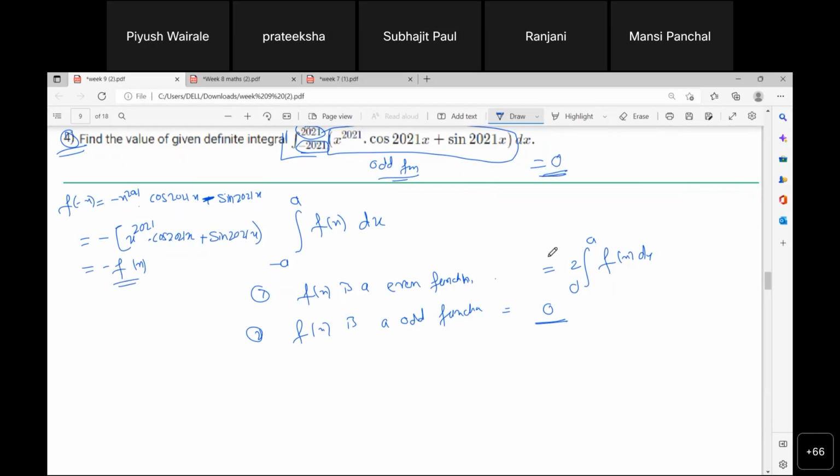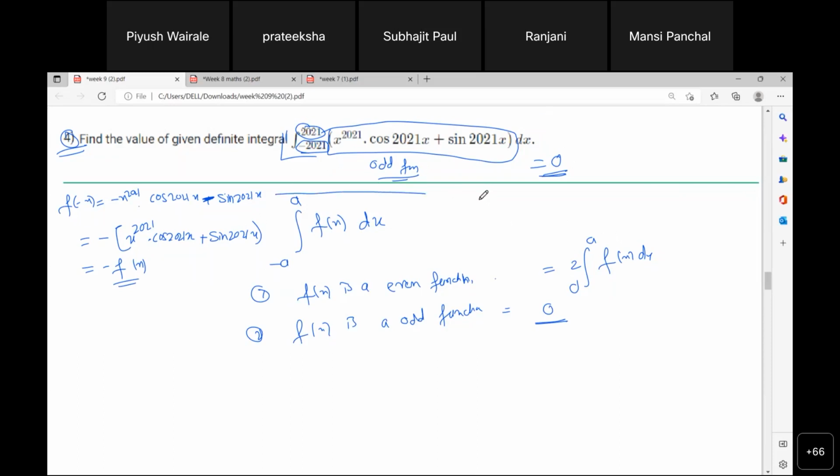If it is an even function, then you have to evaluate it as twice of 0 to a f of x dx. Okay, any doubt in this part? The special type of integral you can remember or note down.